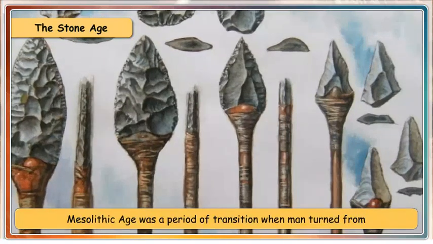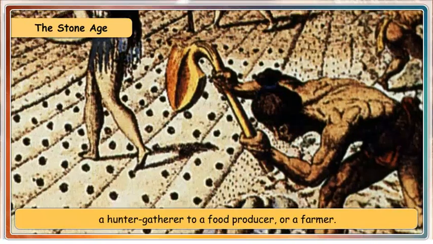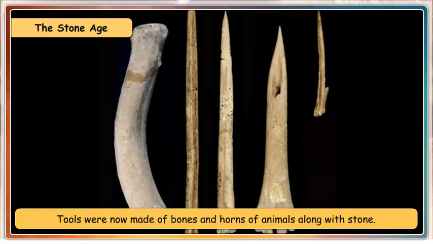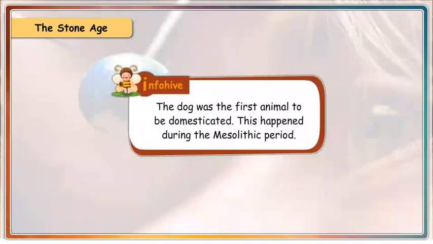Mesolithic Age was a period of transition when man turned from a hunter-gatherer to a food producer or a farmer. Tools were now made of bones and horns of animals along with stone. This resulted in bows and arrows and fishing hooks. The dog was the first animal to be domesticated. This happened during the Mesolithic period.